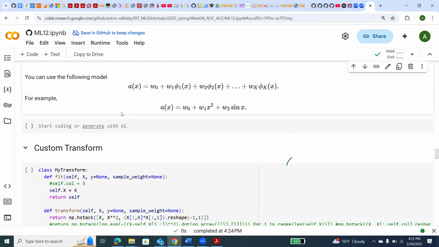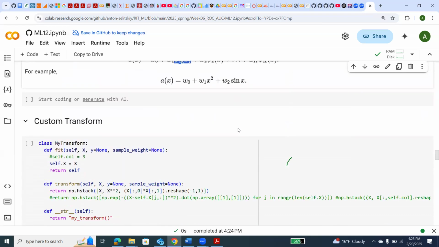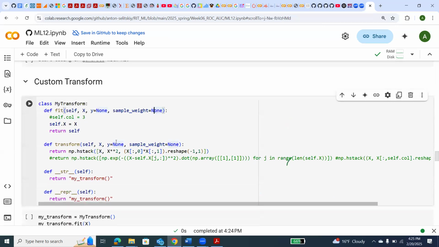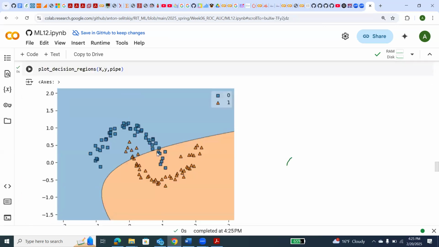The last comment before problems: how to get nonlinear decision boundaries. The answer is, instead of features, use non-linear functions of these features. For example, instead of x, use x squared or sine of x. And here is an example. I extend my features with x squared and the product of two components x1, x2. And as the result, the decision boundary looks like this.